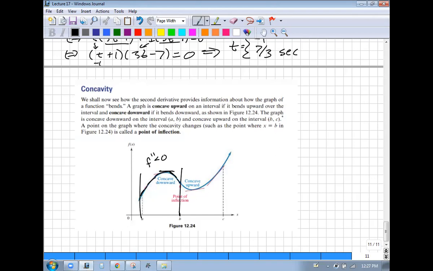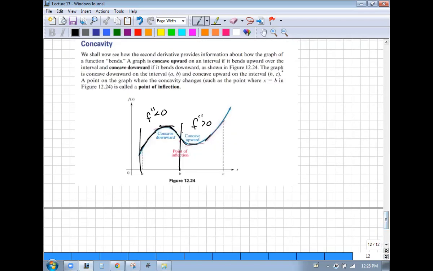For upward, the slope is negative, 0, then positive. So the slope is increasing. So the second derivative is positive. So if it's positive, it's upward, concave upward. If the second derivative is negative, it's concave downward. And right in the middle, where the second derivative is 0, that could mean an inflection point in between where you're going from up to down, right? We call that an inflection point, right?